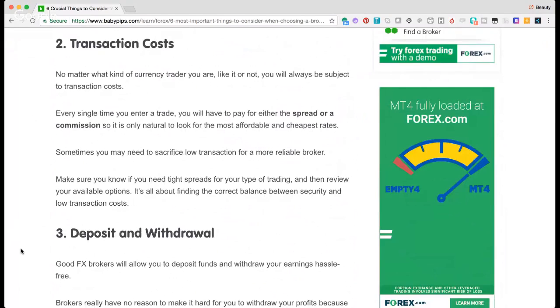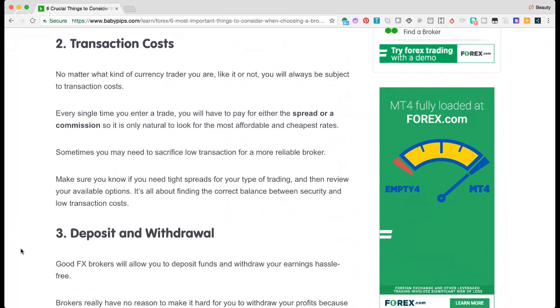Number two, transaction costs. No matter what kind of currency trader you are, like it or not, you will always be subject to transaction costs. Every single time you enter a trade, you will have to pay for either the spread or a commission. So it is only natural to look for the most affordable and cheapest rates. Sometimes you may need to sacrifice low transaction costs for a more reliable broker.